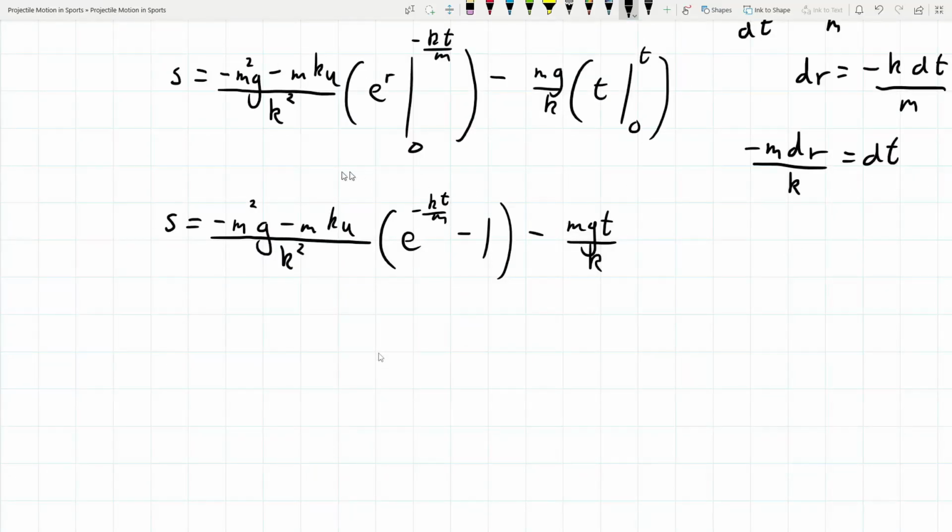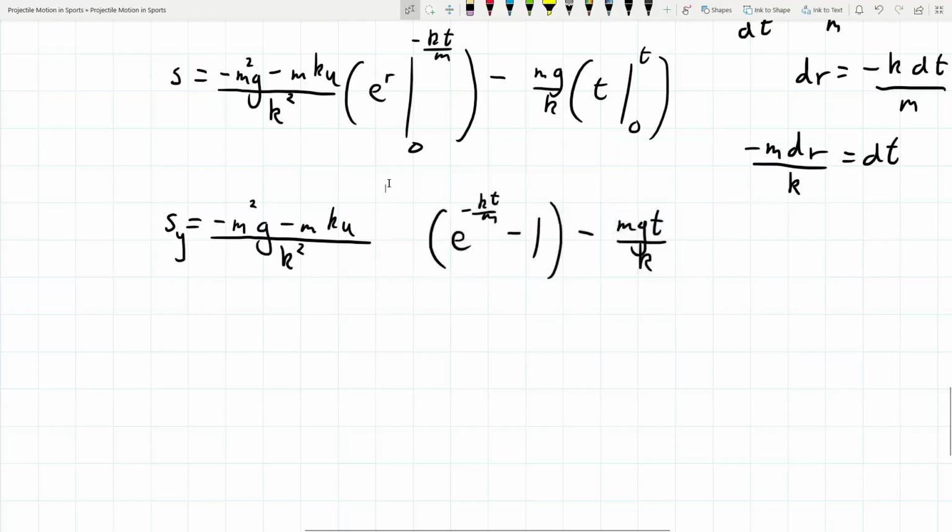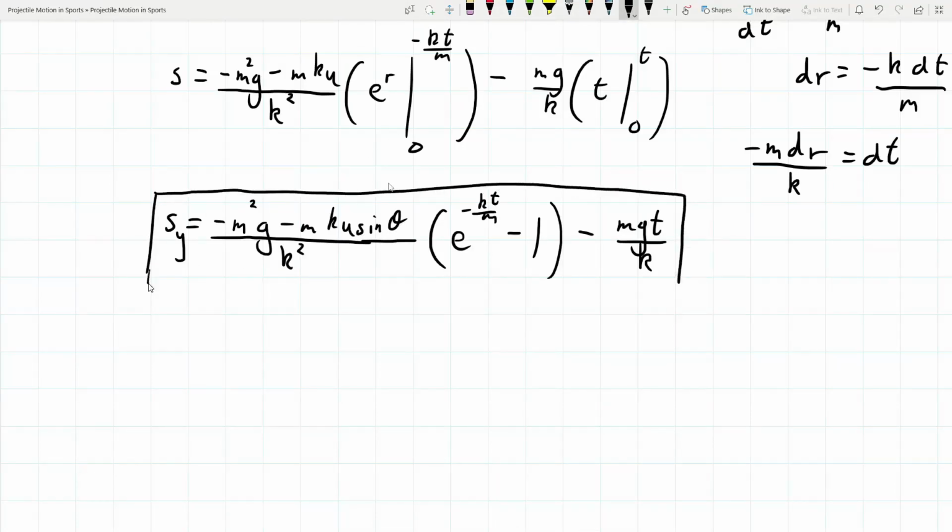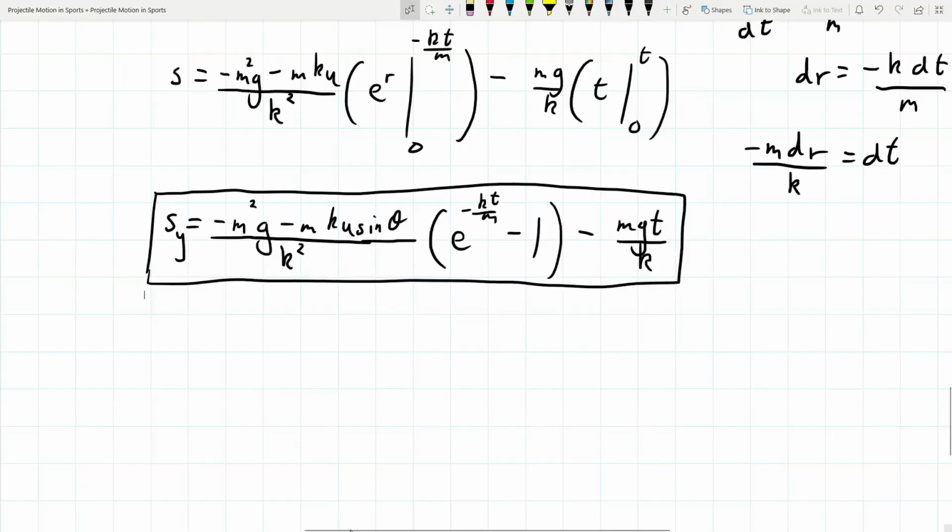So this is a very messy equation for the displacement in the y direction, and we also, in order to make the displacement for the y direction, have to replace this u with u sine theta, and that is our equation for displacement in the y direction. Now, one last thing I want to do is I want to come up with an equation that relates the displacement in the y direction to the displacement in the x direction, so that we can put it on a graph and see what it looks like, and compare it to the normal graph.